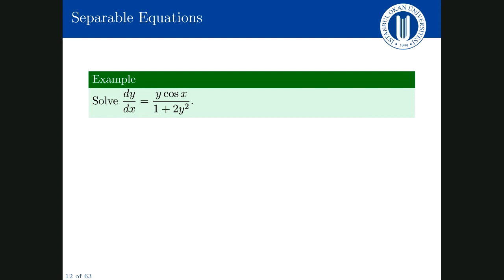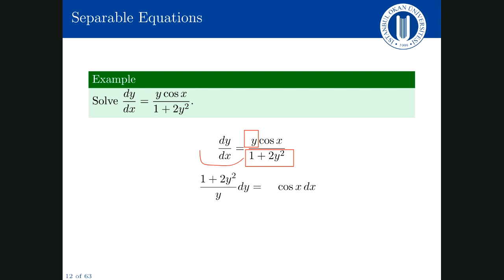For example, solve dy/dx is y cos x divided by 1 plus 2y squared. Let's take our equation. I want to rearrange this so that all of the y terms are on the left and all of the x terms are on the right. Y divided by 1 plus 2y squared, I want to move over to the left. It becomes (1 plus 2y squared) divided by y. And dx, I want to move over to the right. On the right side becomes cos x dx.